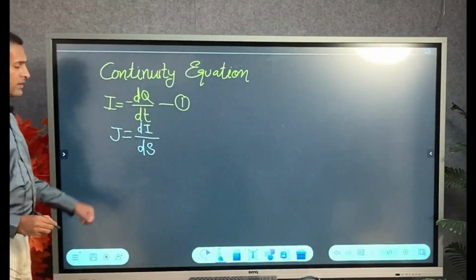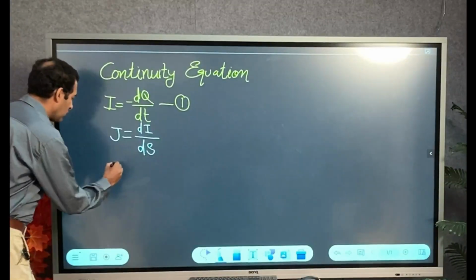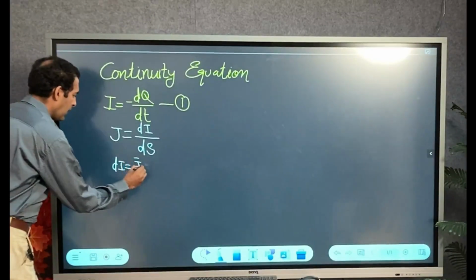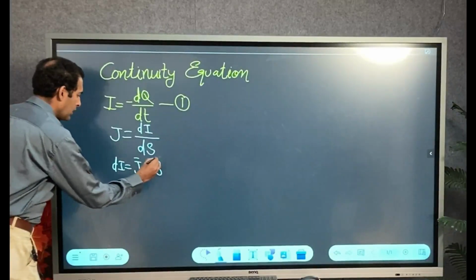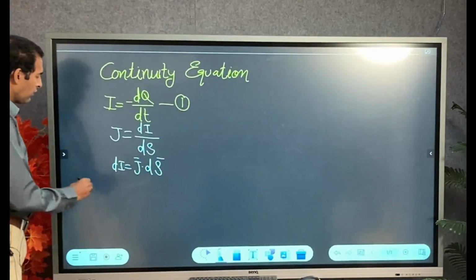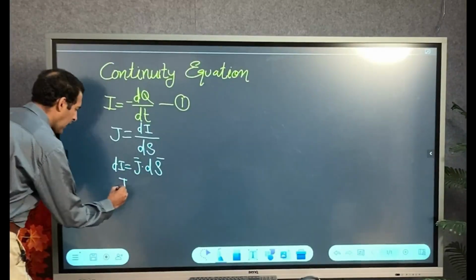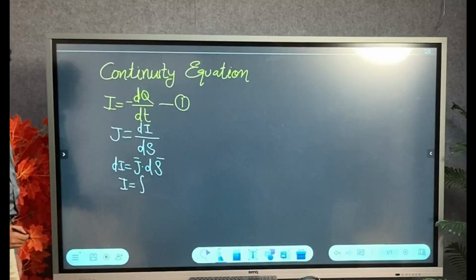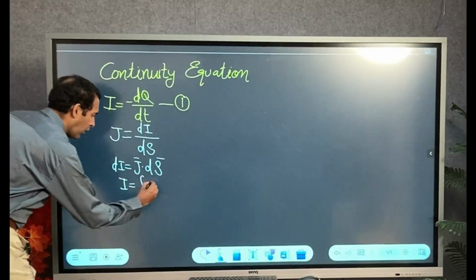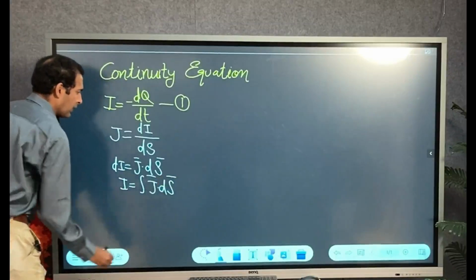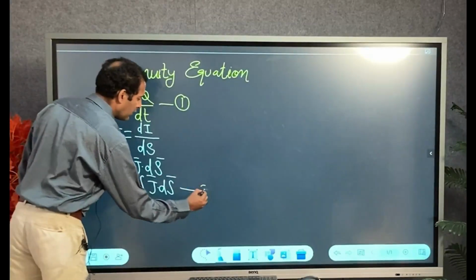So from here we can say that dI is equal to J bar dot ds bar. If we want to find the whole current I from here, we have to take the integral of the right hand side, that is the integral of J bar dot ds bar. Say this is expression number 2.